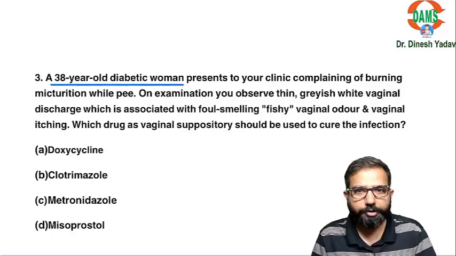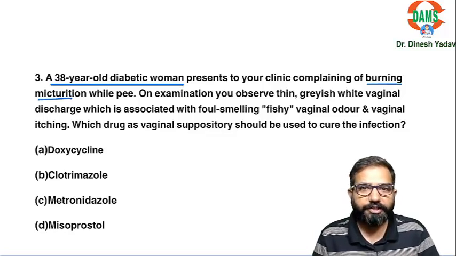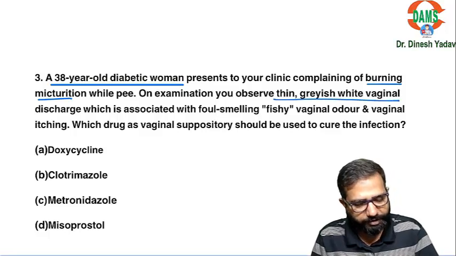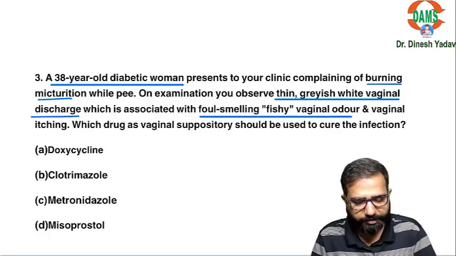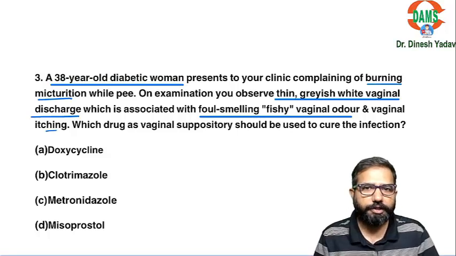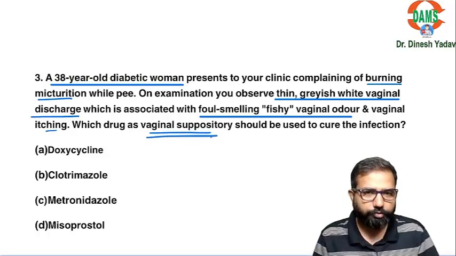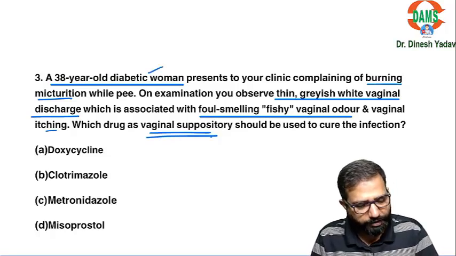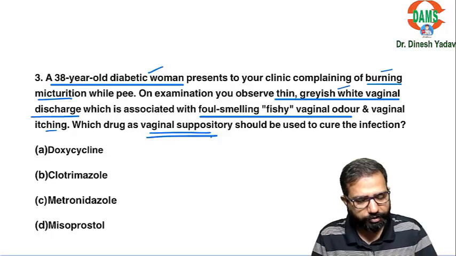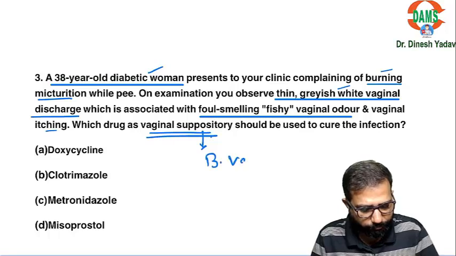A 38-year-old diabetic woman presents to your clinic complaining of burning micturition. On examination, you observe thin grayish white vaginal discharge associated with a foul smelling fishy vaginal odor, and vaginal itching is also there. Which vaginal suppository should you give to cure this infection? So a diabetic female having grayish white vaginal discharge, burning micturition, fishy odor. This is a typical case of B. vaginosis.